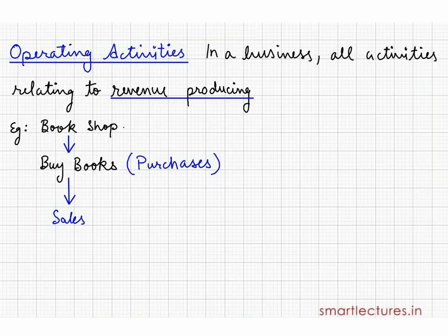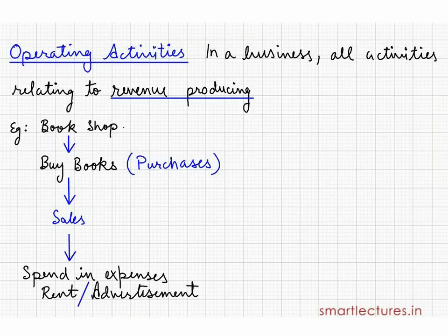In the same way, when you bought the goods, you would like to sell it at a higher price to the customers, which is called sales. So all sales are called operating activities. Moreover, to run the business, to run the shop, you have to spend on so many activities, which are called expenses. Maybe you are paying rent for the shop, maybe you are paying for the advertisement, or maybe you have some staff and you are paying money to them as wages or salaries.